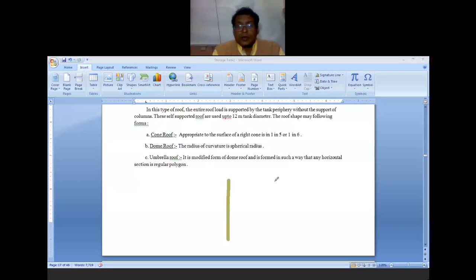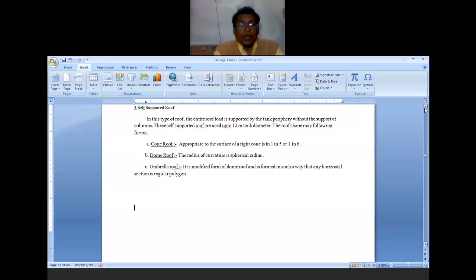That means any tank which has the conical roof that is resting on this shell. So this is your shell and this conical roof rests on the shell. This is the self-supported roof. In this type of roof, the entire roof load is supported by the tank periphery without the support of the columns. Only the shell periphery is used to support.